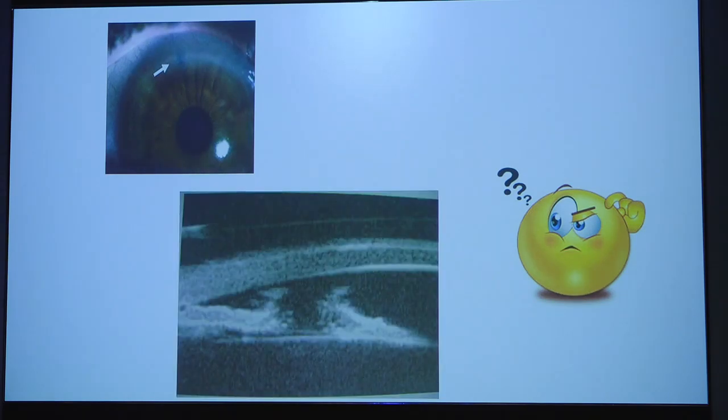Then you have done a YAG PI, but you are not sure whether it is patent or not because of a dense arcus senilis. Here again, a UBM will tell you about the patency of the PI, and you can also measure the size of the PI. Anything less than 200 microns, you might want to enlarge the PI.